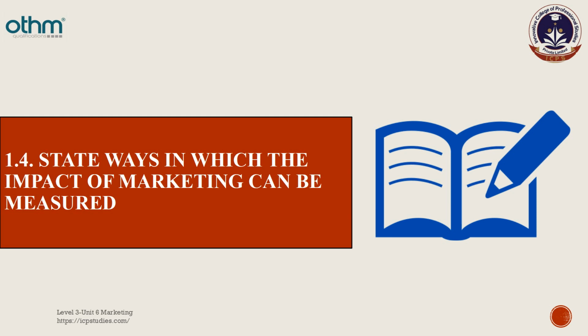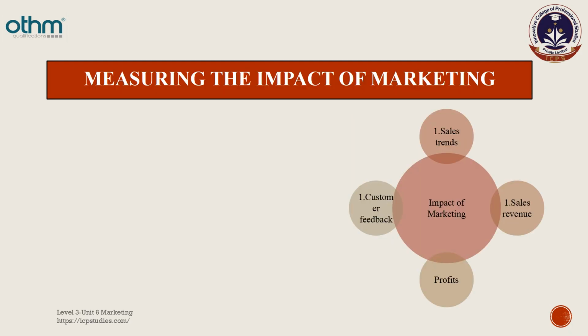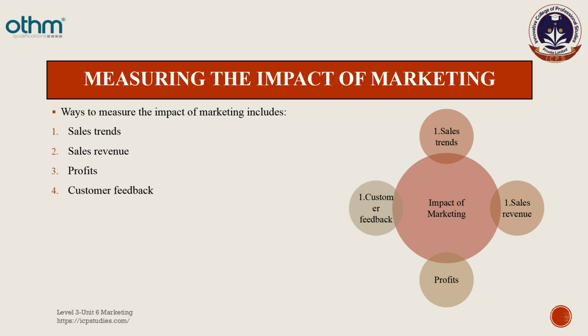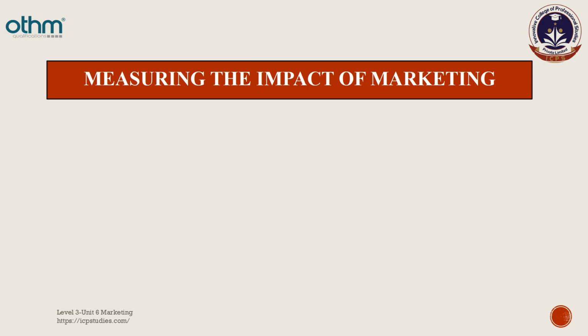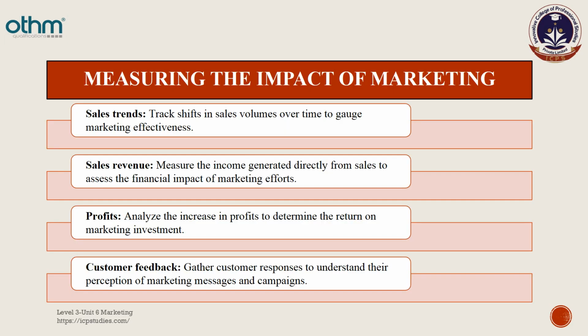The fourth assessment criteria is to state different ways in which the impact of marketing can be measured. So we have different measures of the impact of marketing. So now I will try to explain these measures one by one. The first measure is sales trend. It always tracks the shifts in the sales volume over time, which helps to gauge the marketing effectiveness of the company.